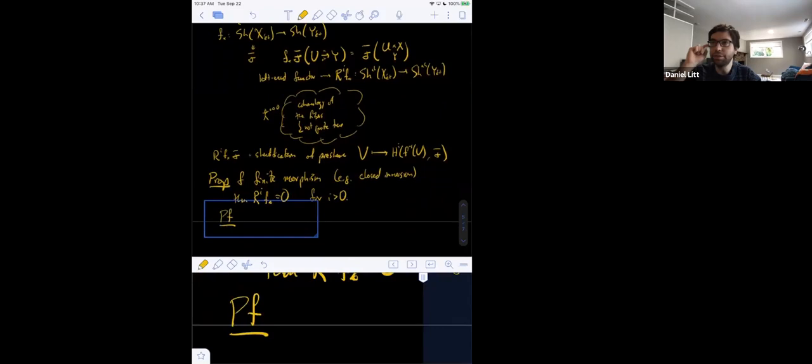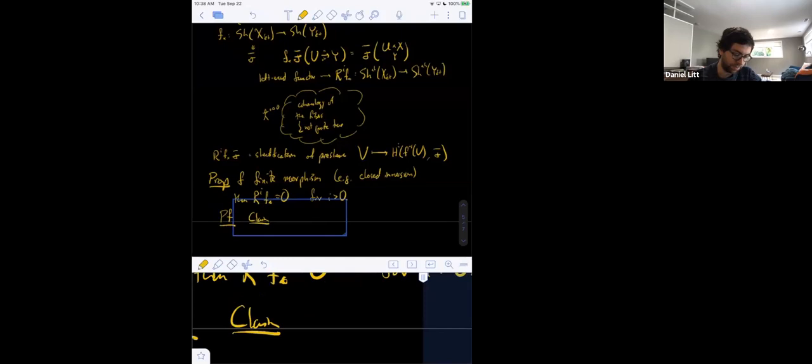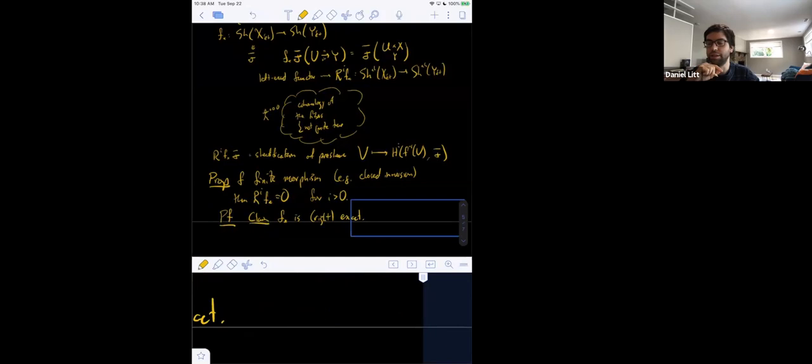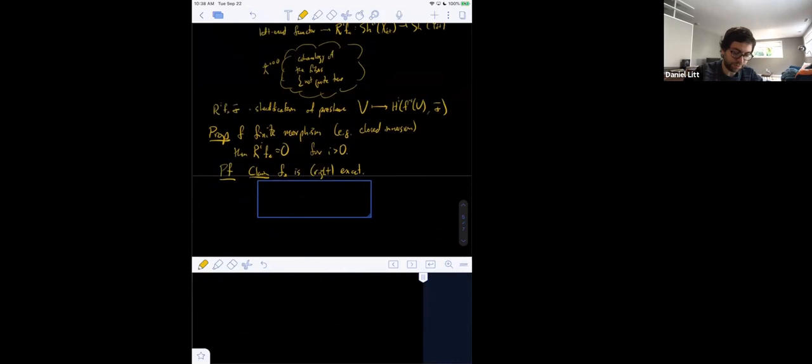So can anyone tell me why this is true? What do you have to check? That the derived functors of a left exact functor are zero. Right, exactness. So the claim you have to check is that f_* is right exact, and that's the same as being exact, because we know that it's left exact. And okay, so can anyone tell me how you would approach this claim?